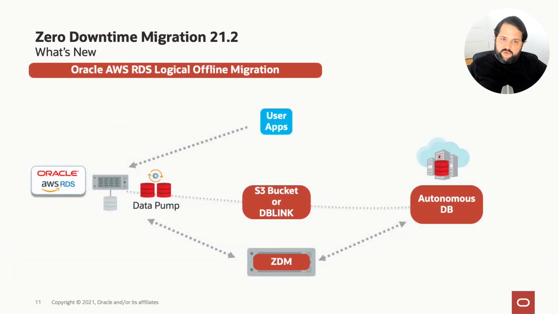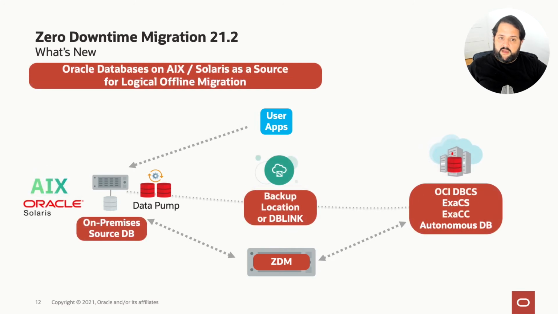So new in 21.2, logical offline migration from Oracle databases on AWS RDS. This uses the logical offline migration where we do an export from Data Pump, then an import on the target. For the transfer of the data, you can either use database links or S3 buckets. For AIX and Solaris-based Oracle databases, now we also offer support. Before, ZDM only supported Linux-based databases.